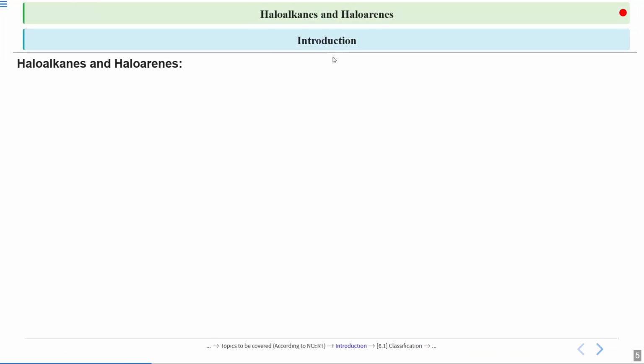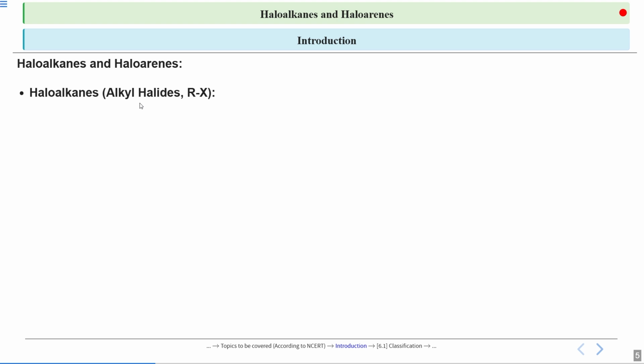Let's start with a little introduction first regarding haloalkanes and haloarenes. What are the differences between them? First of all, let's cover haloalkanes, because its name is haloalkanes. Halo we use for halogens. So the name has halo in it, and alkanes. Alkanes, you know, are carbon structures containing single bonds between carbon and carbon. Halo is denoting the halogens, the group 17 elements, like fluorine, chlorine, bromine, and iodine.